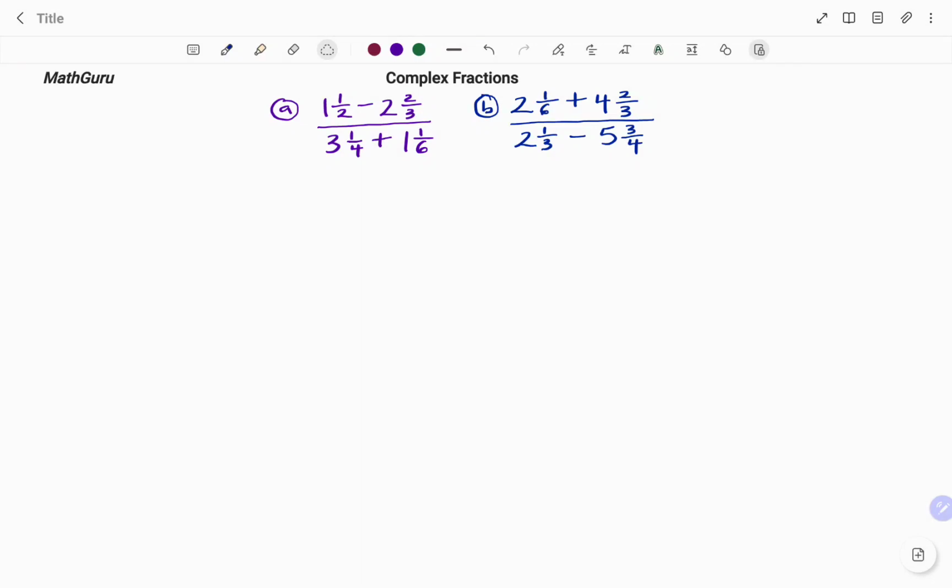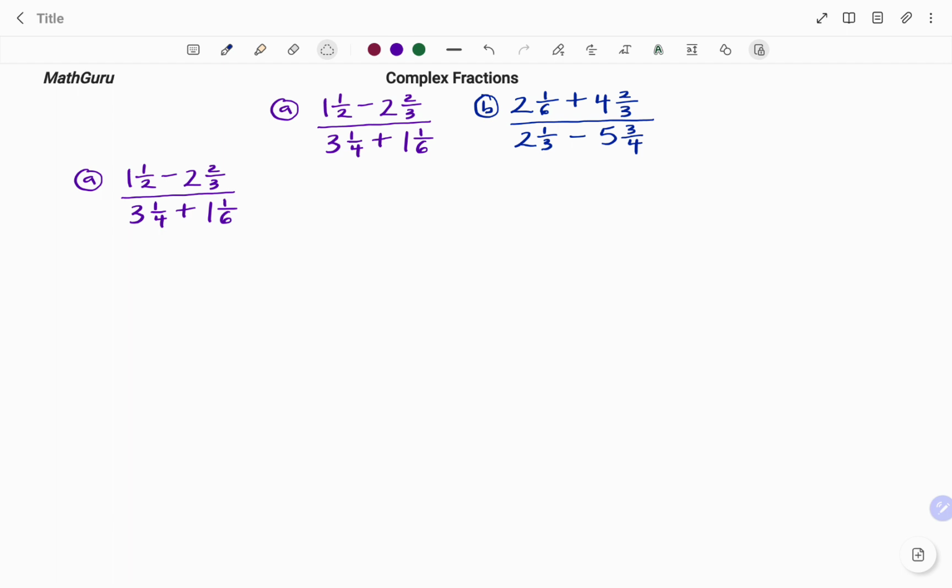In this video, I'm going to show you how to solve the following complex fractions. Starting with the first, I have 1 1/2 minus 2 2/3 as my numerator, and for my denominator, I have 3 1/4 plus 1 1/6. The first step is to change each term into an improper fraction. They are all in mixed number version.